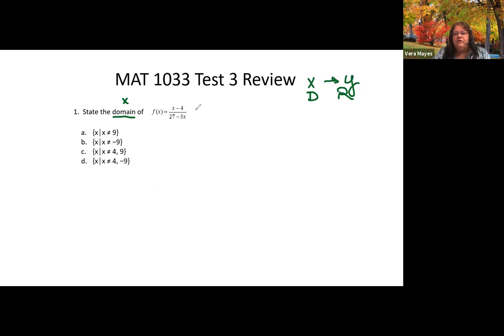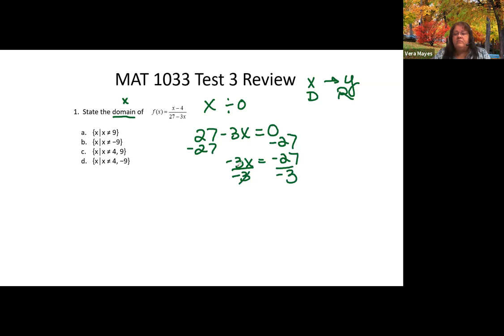And the one thing we've learned about fractions, until you get to calculus, we cannot divide by 0, can we? It's a no-no. So when we look at this, we're trying to find out what number would make the bottom go to 0. So we just set it equal to 0, and then we'll know who the bad guy is and who we want to avoid. So all we have to do is solve for X. So bring the 27 over. We get negative 3X equals negative 27. Divide by negative 3. So that gives us X equals 9.